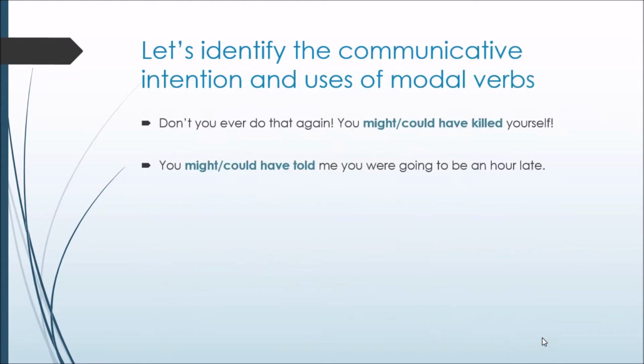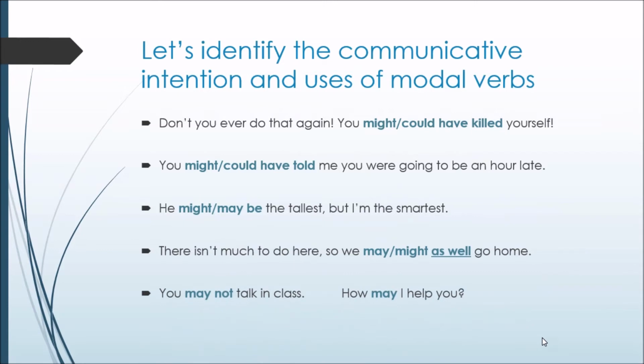Now, as to the communicative intention of the following sentences that we worked on in class, you could have killed yourself, you might have killed yourself. We noticed that we had to read that with the correct tone in order to understand the intention, and basically it's a past possibility which did not happen. That's what it means. But within this context, it's actually criticism. You could have told me, you might have told me you were going to be an hour late. So I'm really, really upset about it. I'm showing annoyance by saying that.